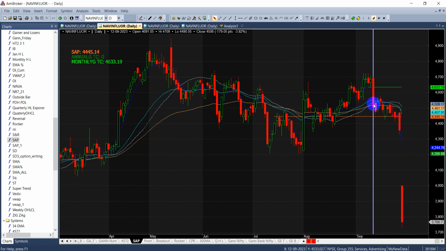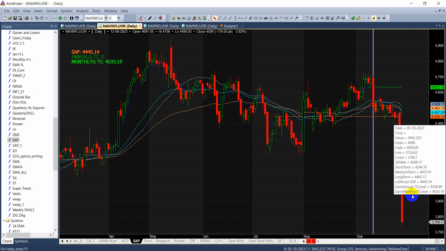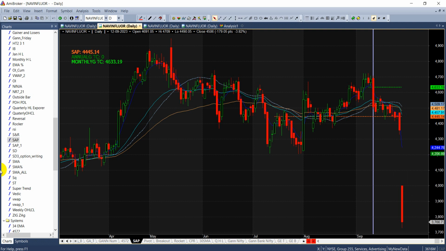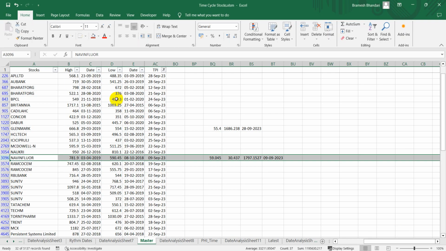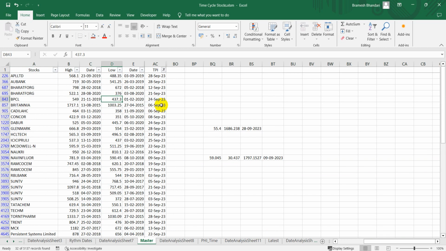From there, it is just going down, consolidated, and never able to cross above this value. Then it broke this important number also, and then a big fall came in. So this is a simple way to find these calculations. Now these are two examples which I've given. So these are the stocks. We have this for most of the stocks.